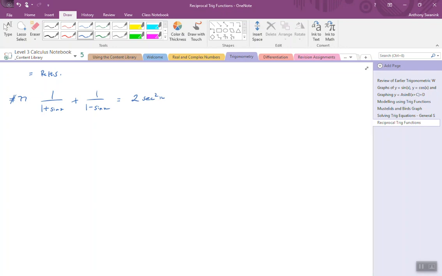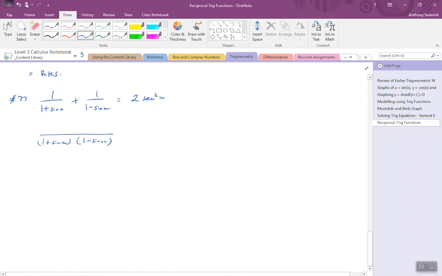Now, what do I do if I've got two fractions? Well, the only thing I can think of from that is to basically add them together. So I need a common denominator. So if I look for a common denominator, it's the two denominators multiplied together. So, I'm actually going to just write that as 1 plus sine x for a moment in bracket and 1 minus sine x. In a moment, we'll need to multiply that out.